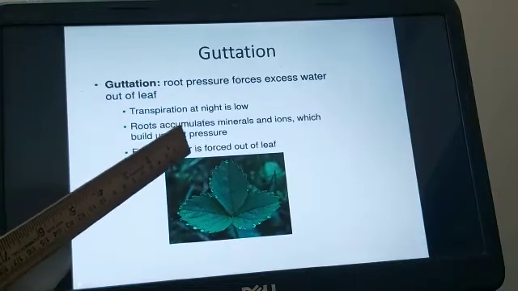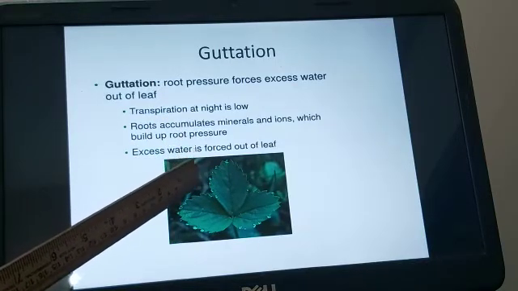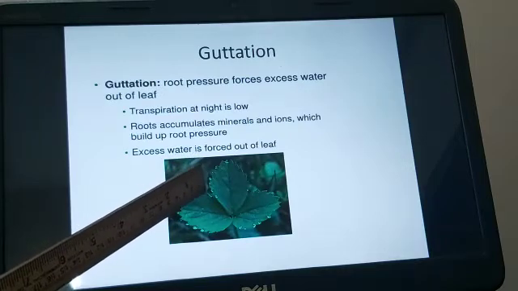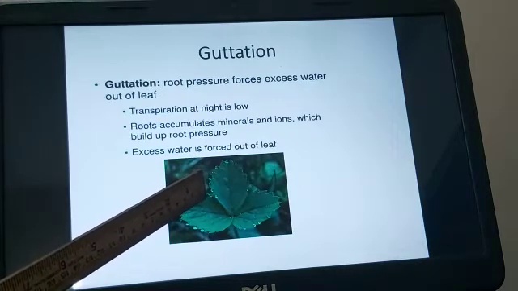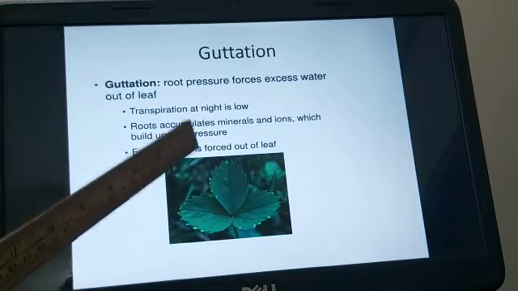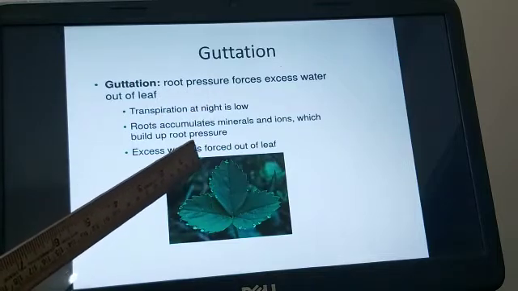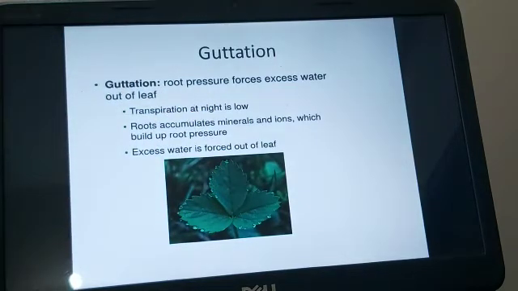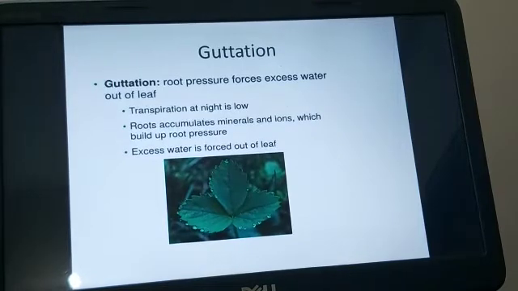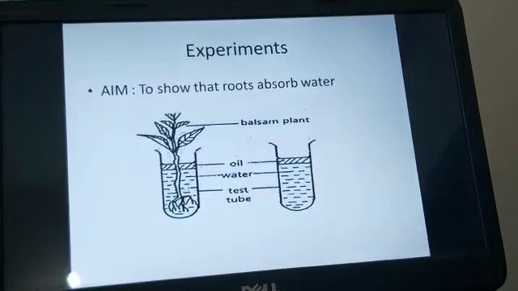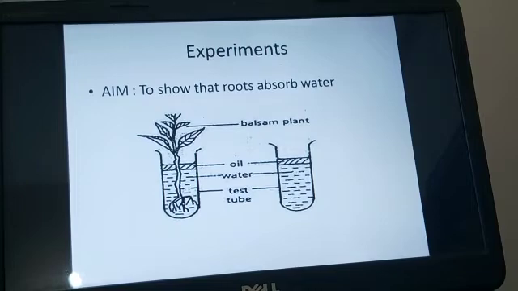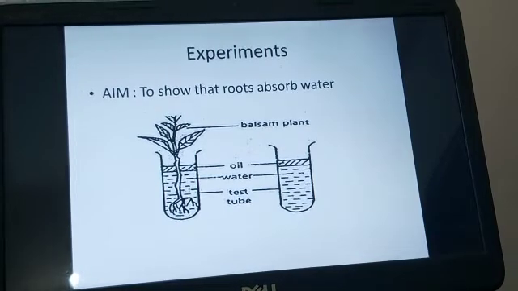So here you can have one reasoning question. Why do you find water on the margins of the leaf early in the morning? Your answer would be the guttation. So because of the guttation, the water is moving out. We will study about guttation in our next chapter as well in detail. Now children, in this segment we are going to see various experiments that will prove that the water is absorbed by the roots as well as xylem takes up the water.